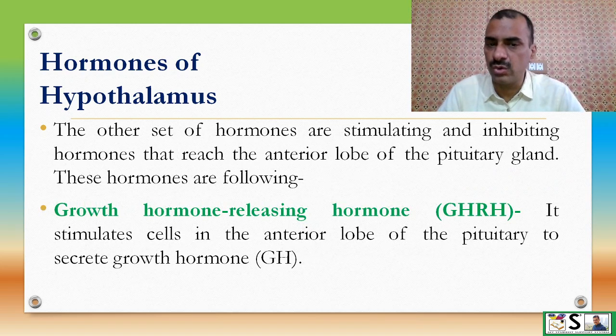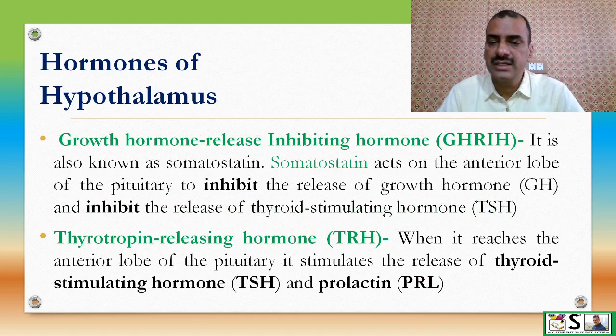The other set of hormones are known as stimulating and inhibiting hormones and reach the anterior pituitary. Number 1, growth hormone releasing hormone, GHRH. It stimulates the cells in the anterior lobe of the pituitary gland to secrete growth hormone. Next is growth hormone release inhibiting hormone, GHRIH. It is also known as somatostatin.